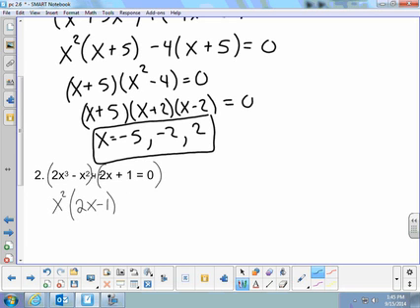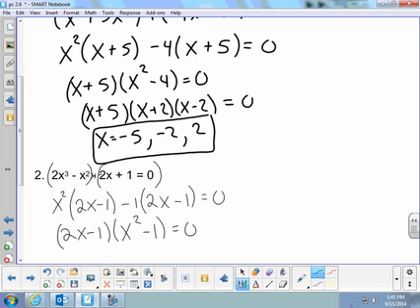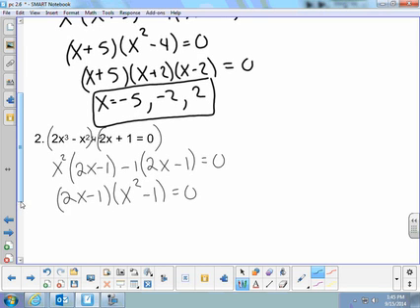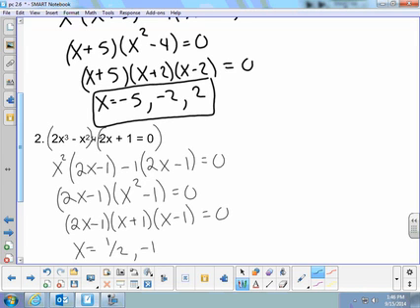On the next one, it's really close to 2x minus 1. I have negative 2x plus 1. I'm going to factor out a negative 1, and that changes the sign of everything. I have the same thing inside the parentheses, and I'm left with x squared minus 1. That's a difference of two squares, so I'm going to factor that even further: 2x minus 1, x plus 1, x minus 1. I would take each of those factors and set them equal to 0, and I get 1/2, negative 1, and positive 1. Let's do one more example.